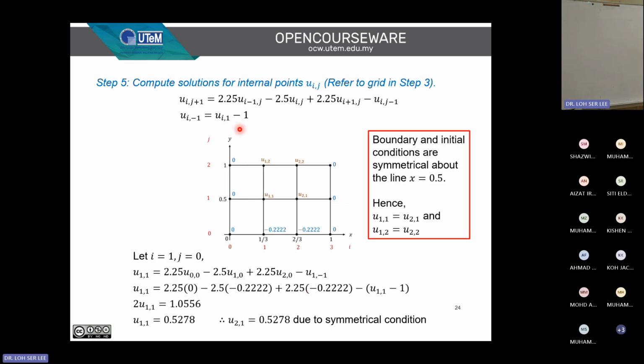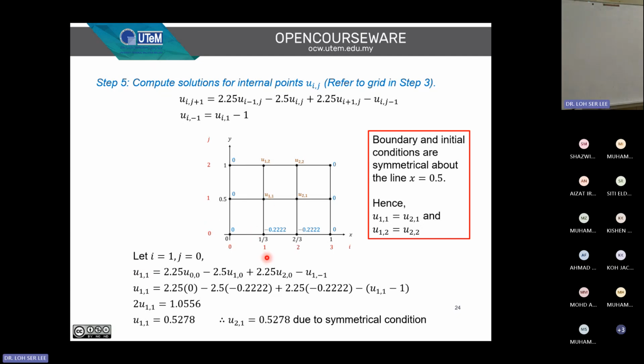Once you have these two formulas, you can start to find this u11. Because of the symmetry, you can write down this line. Hence, u21 equals u11, u22 equals u12. Then you find only these 2 points. So first we will find this u11.